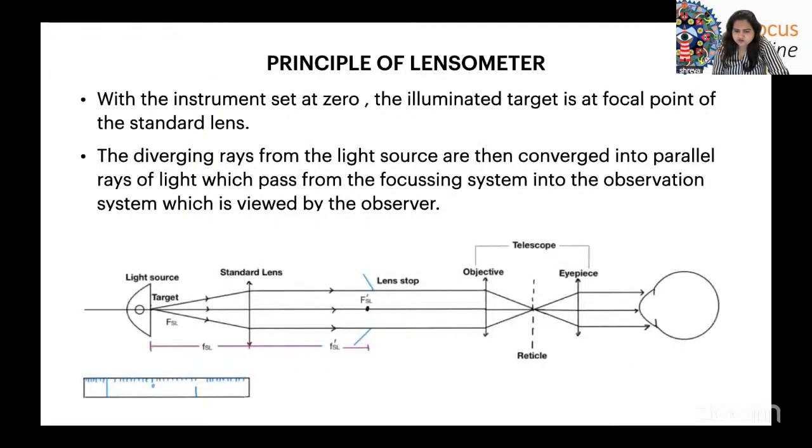Now, the principle of a lensometer. Firstly, we have to set the instrument at 0. When the instrument is at 0 and we do not have the lens in between, the target is illuminated, and the illuminated target will be showing off the rays, which will then be converged by this standard lens into parallel light rays.